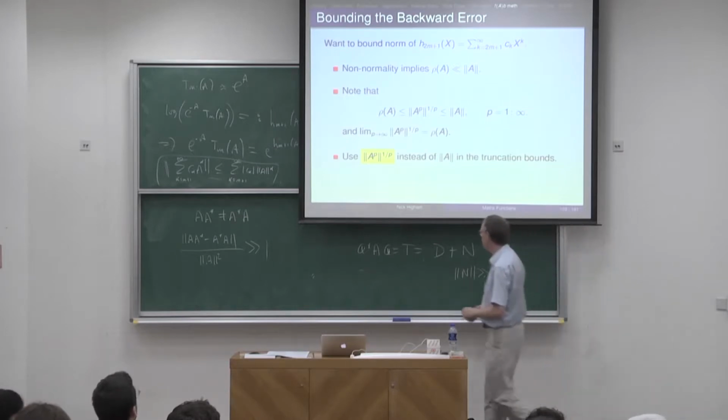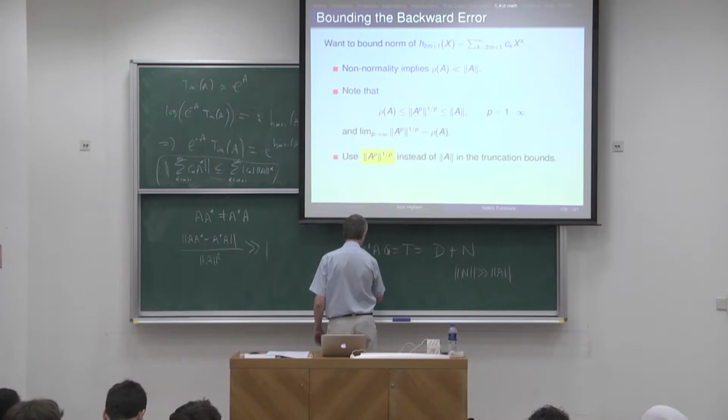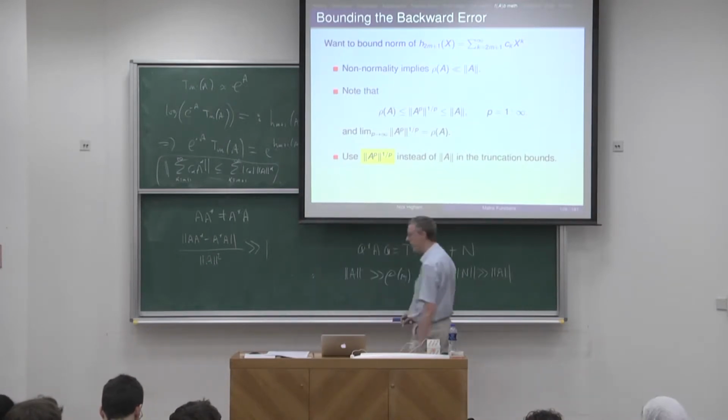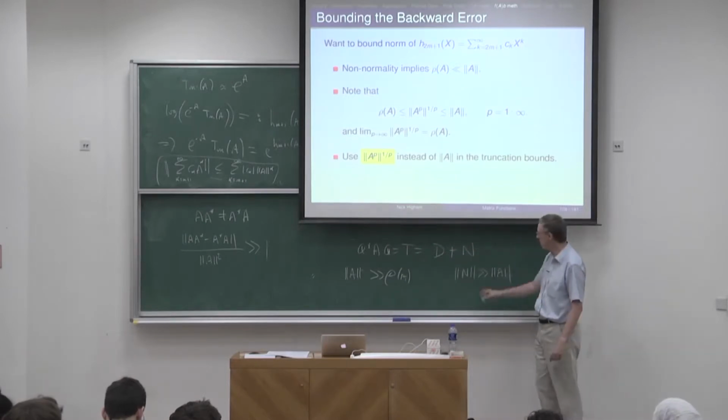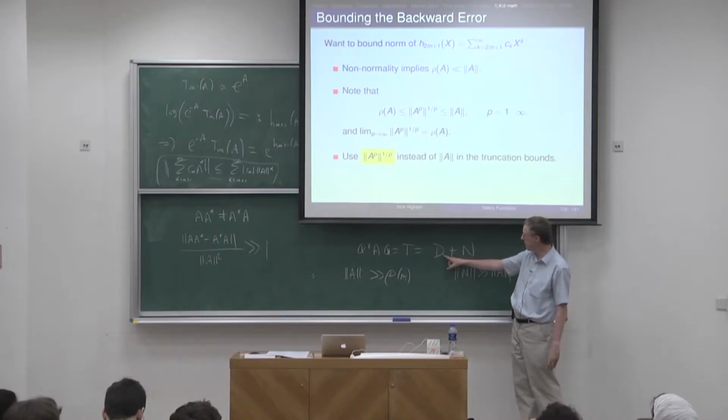So what does that mean? It means that the norm of A is going to be much bigger than the spectral radius, than the largest eigenvalue, because the diagonal of the triangular factor has got the eigenvalues here. So rho(A) is just the biggest diagonal element.